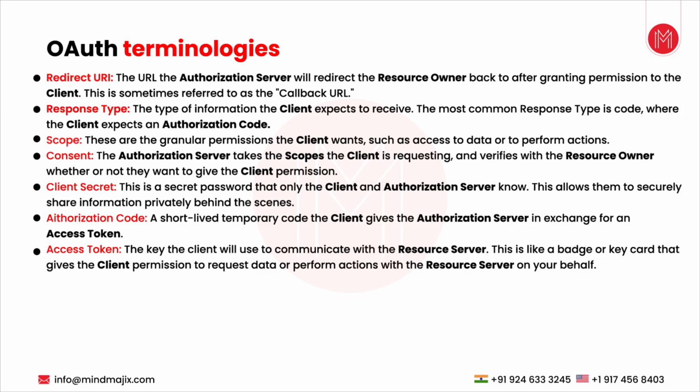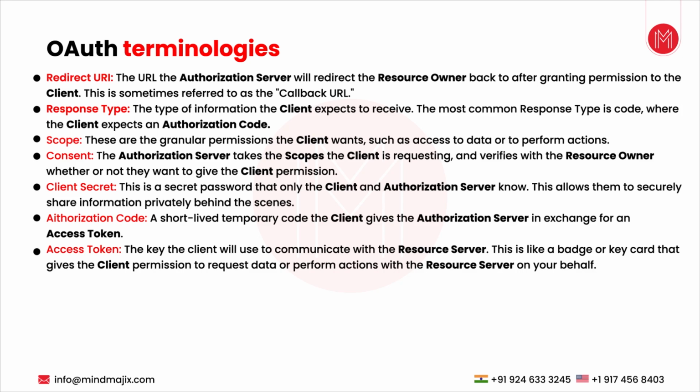So the resource owner is going to grant permissions to the client, and then the authorization server will redirect back. This is sometimes referred to as the callback URL. Once the resource owner has granted permissions, it will redirect back through that URL, which in turn leads to granting the permissions to the client. So this is basically a callback URL.